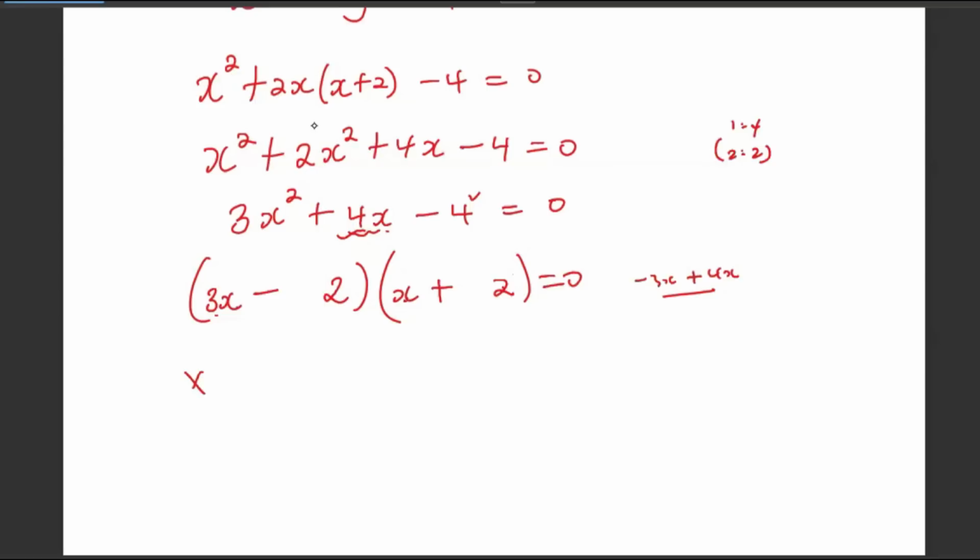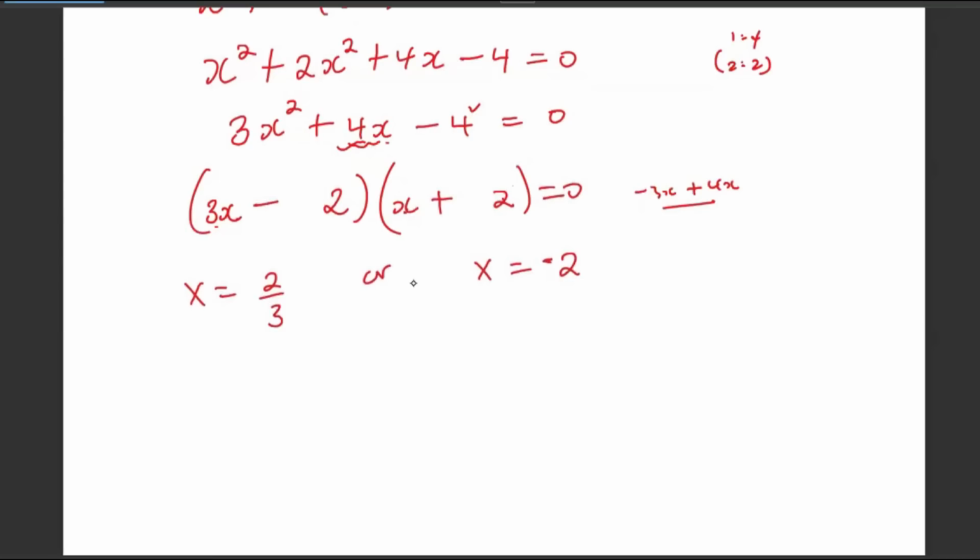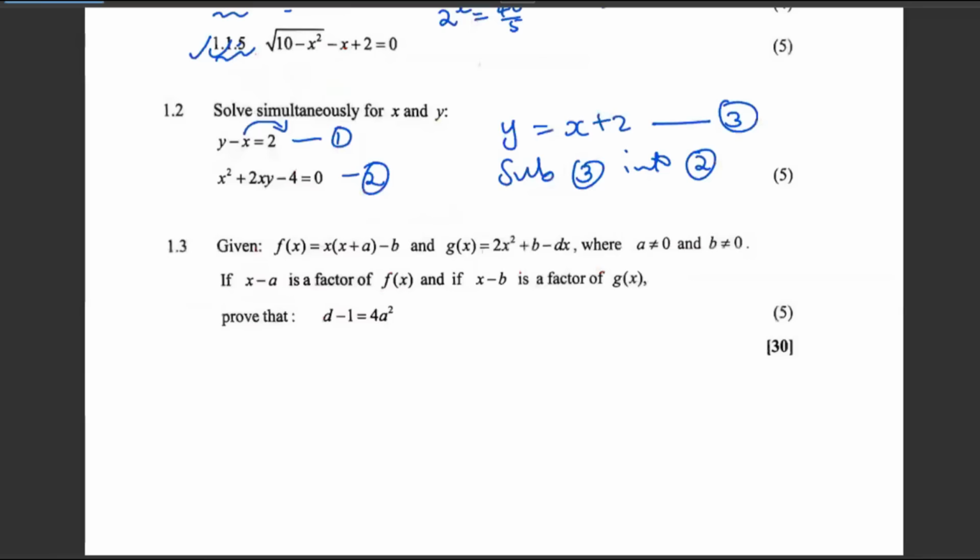Meaning that my x is going to be 2 over 3, or x is going to be negative 2. Then I need to substitute this x into the equation of x plus 2 for the y. So if I do that, it's going to be 2 over 3 plus 2, which makes it 8 over 3. Or if we use a negative 2, then y is going to be a 0. So these are the solutions that the question basically wanted for the 5 marks. All right.